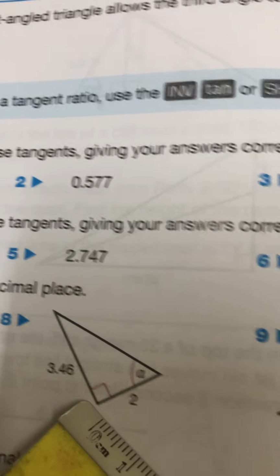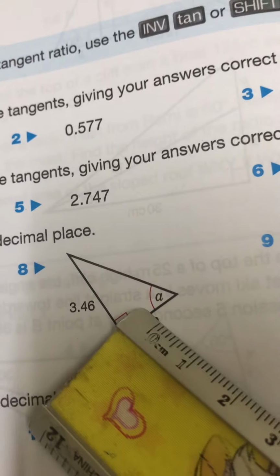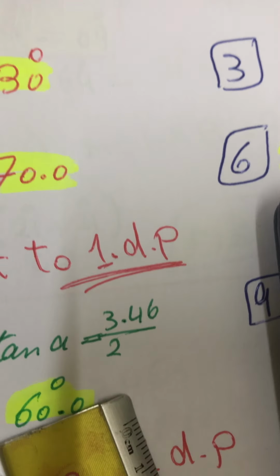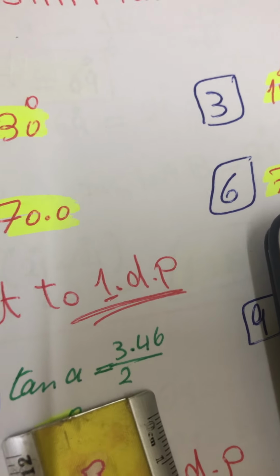So again, from the problem, I'll find the tangent of A. Tan A equals opposite over adjacent. So tan A equals 3.46 over 2.